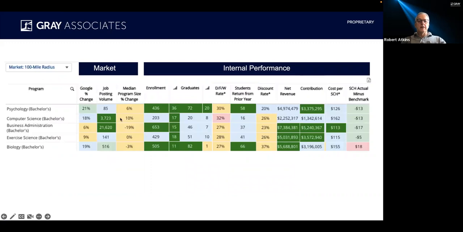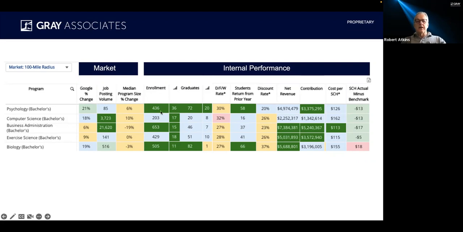And you can come in here and, for example, sort on what's going on in Google and see, okay, now I've sorted, so my best ones come to the top. Google's up 21%. So I should be thinking, wait a second, I may be looking at enrollment growth here. Have I got the resources to support that in psychology? Median program sizes are up.